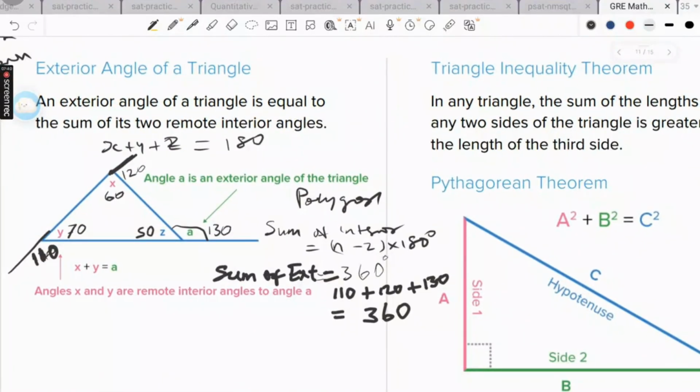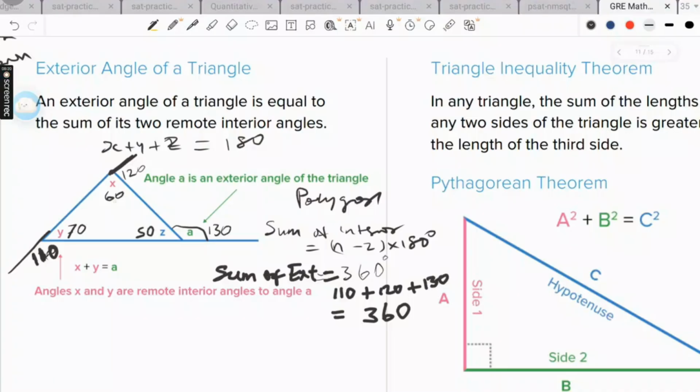Now the next one. What is written here is that an exterior angle of a triangle is equal to the sum of its two remote interior angles. Right. And in some books we say the sum of two interior angles equals one exterior. But the way it is stated here is, an exterior angle of a triangle is equal to the sum of its two remote interior angles. Okay, now what does this mean?